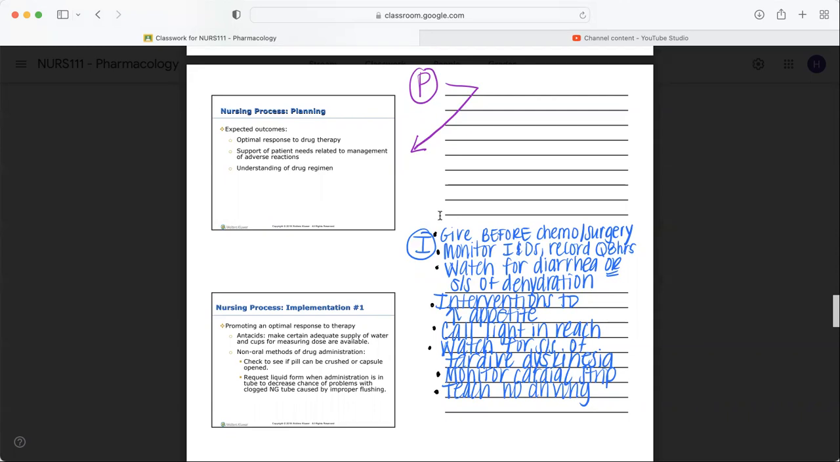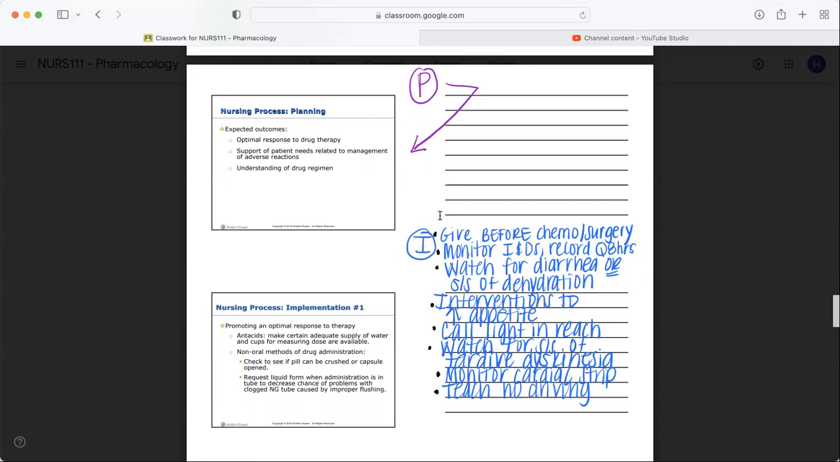So what do we do? Interventions for the implementation part of the nursing process. We want to give an anti-nausea medication before the client goes to chemo or surgery. That way it's effective during chemo and after surgery. We also want to monitor their I's and O's and record at least every 8 hours. And that's going to depend on the severity of the symptoms and the unit policy. We want to watch for diarrhea or signs and symptoms of dehydration, like low blood pressure, tachycardia, etc.